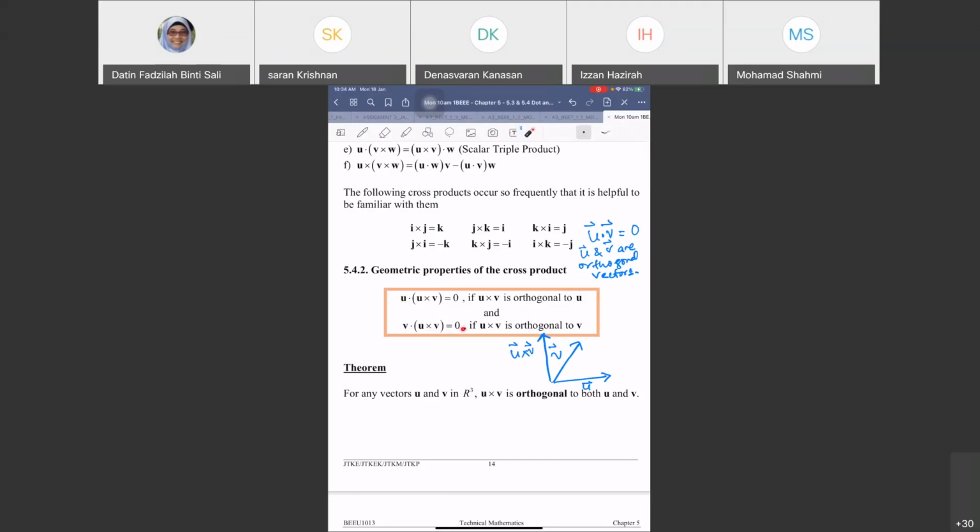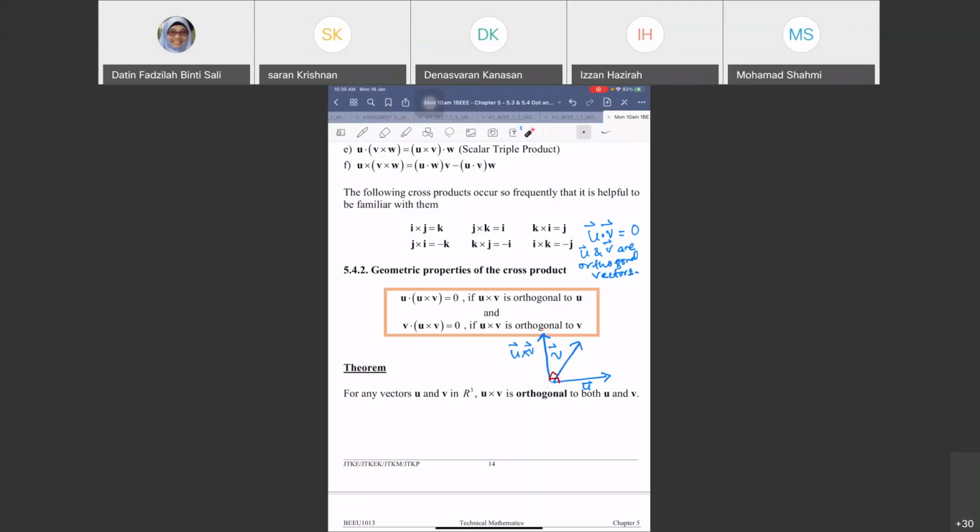From this explanation in the box, what we are saying is that this vector u is making 90 degrees to this cross product. Similarly, this vector v is also making 90 degrees with this vector. So obviously this is 90 degrees, and this is also 90 degrees. That means vector u is orthogonal to the cross product u cross v, and vector v is also orthogonal to this cross product.